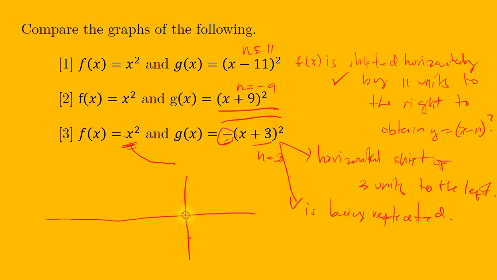But it will be reflected, as indicated by the negative sign. So it will become like this. So from this, it becomes like this. Oh, that's better. So how do you say that? In sentence form, we say f of x is shifted horizontally by 3 units to the left, and is being reflected along the x-axis. Okay.